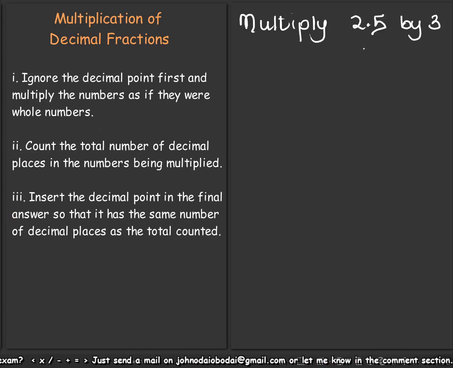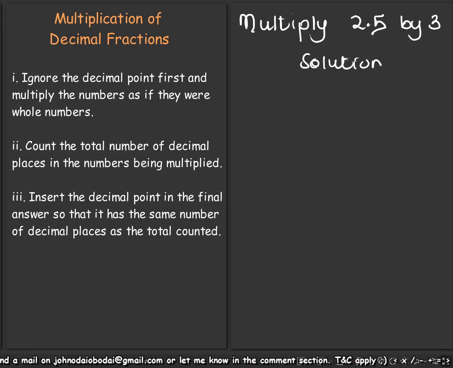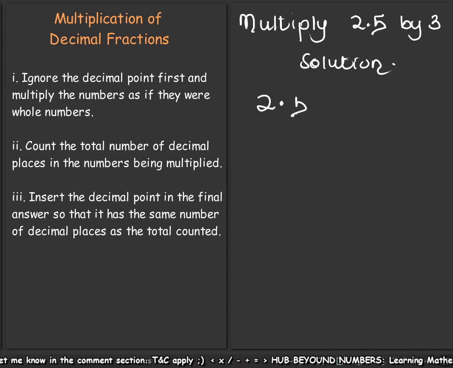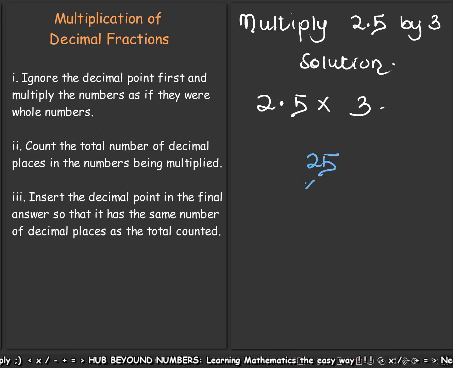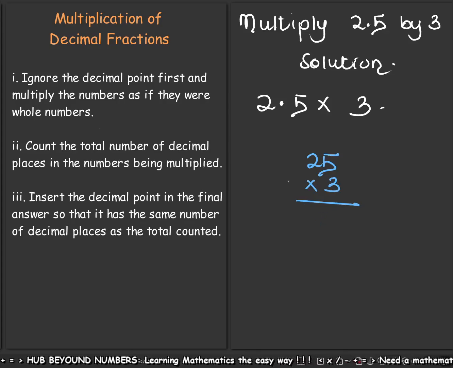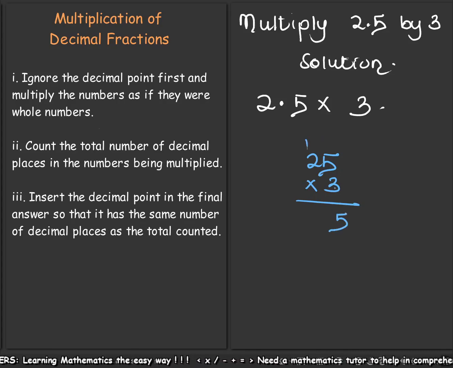Our first question says we have to multiply 2.5 by 3. Our first step is to ignore the decimal point. So instead of 2.5 times 3, you're rather going to work with 25 times 3. We know 3 times 5 gives us 15, then we carry our 1. 3 times 2 gives us 6, plus 1, we have 7. So we know 25 times 3 gives us 75.